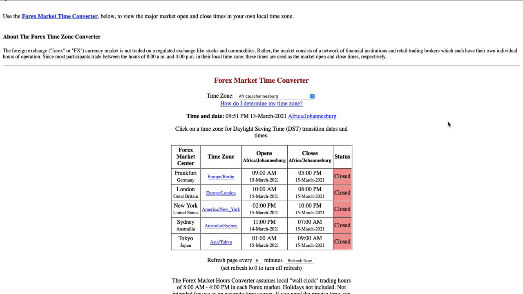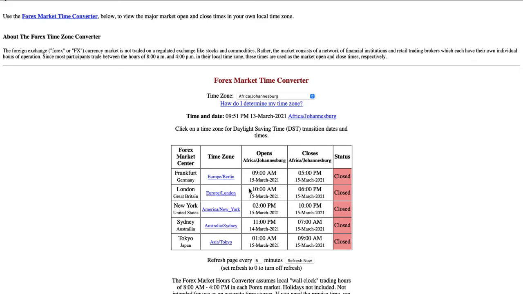Meaning, if it's in the morning in London, just to give an example, it won't be in the morning in South Africa, meaning the time that people wake up in London won't be the same time people wake up in South Africa. So if they are starting to trade at a certain time, it affects the market all at once.